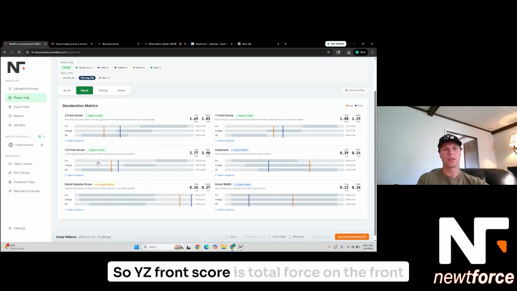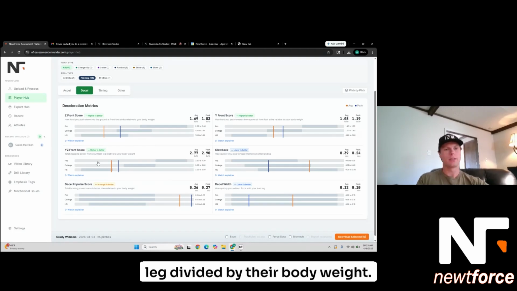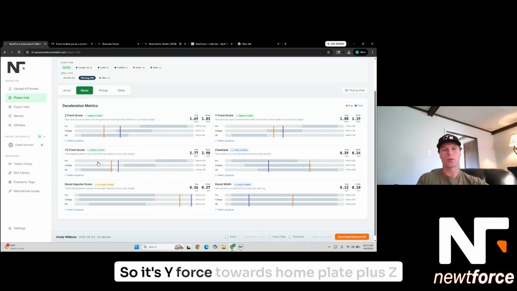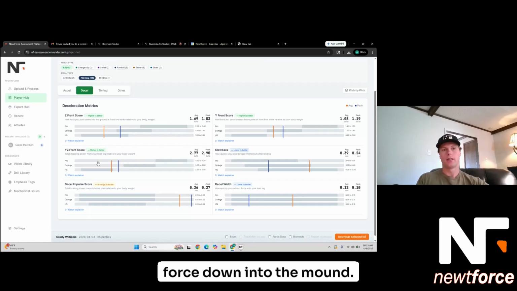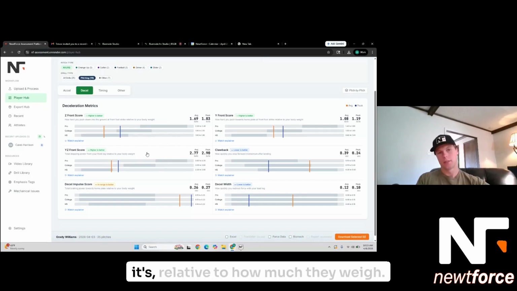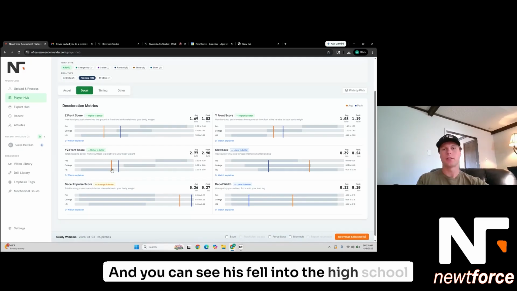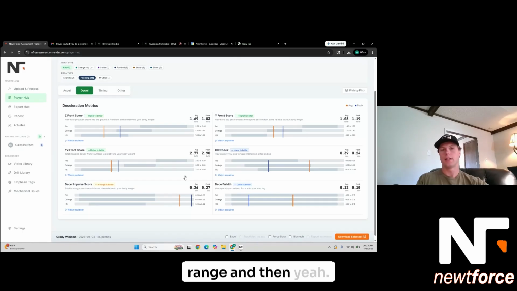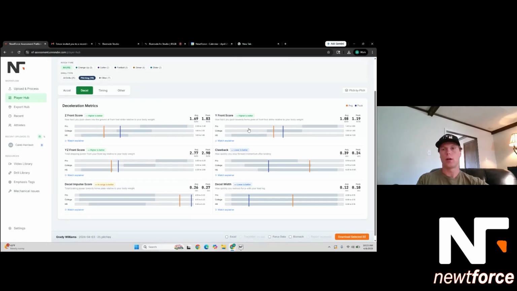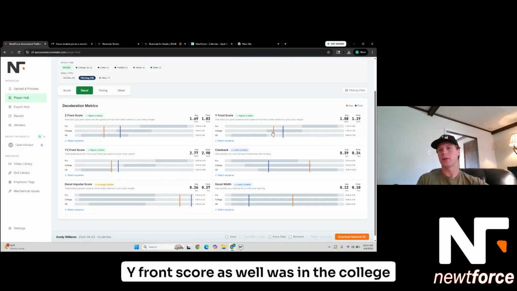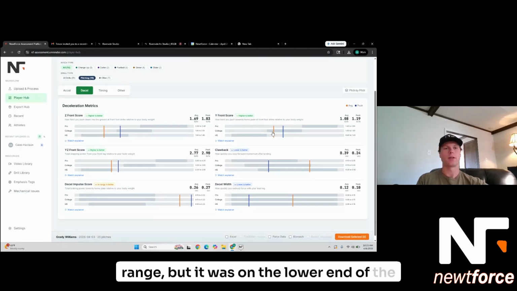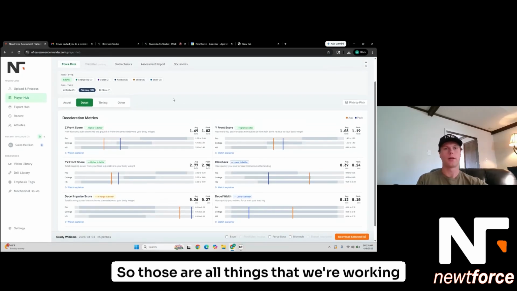YZ front score is another one. YZ front score is total force on the front leg divided by their body weight. So it's Y force towards home plate plus Z force down into the mound, relative to how much they weigh. And you can see his fell into the high school range. And then Y front score as well was in the college range, but it was on the lower end of the college range. So those are all things that we were working on.